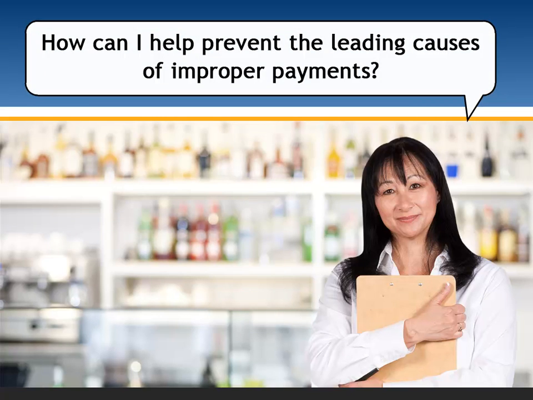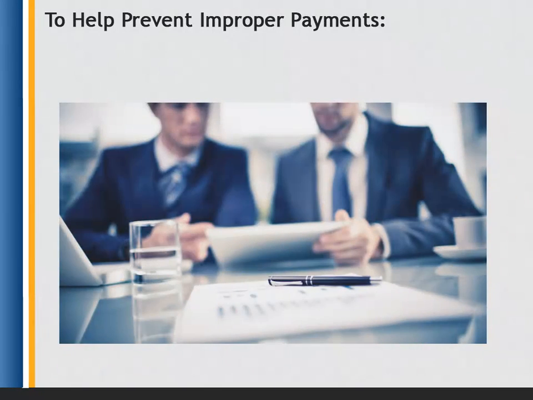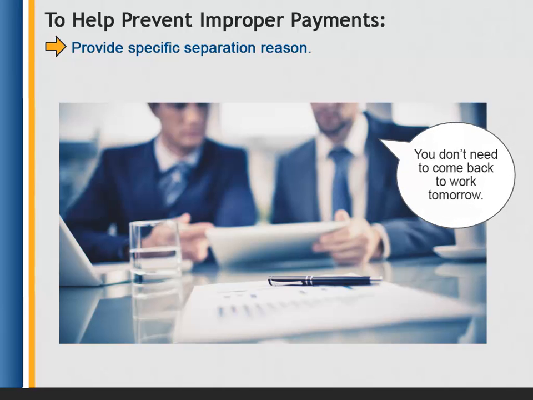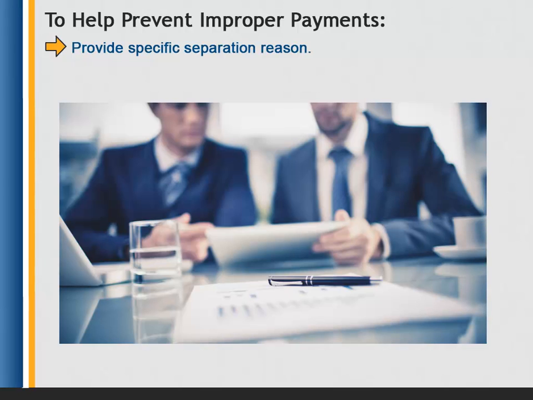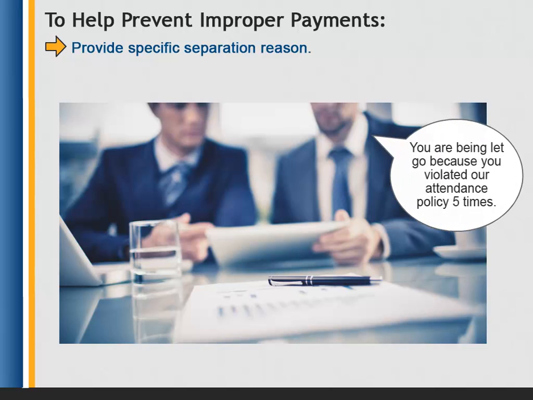How can I help prevent the leading causes of improper payments? One of the most important things you can do is to provide specific information to the employee for his or her separation reason. Stating something like, "You don't need to come back to work tomorrow," isn't sufficient. They need to know if they were laid off due to a lack of work or if their employment was terminated. By doing so, it will help former employees indicate the correct separation reason when filing their claim, which helps determine their eligibility for benefits.